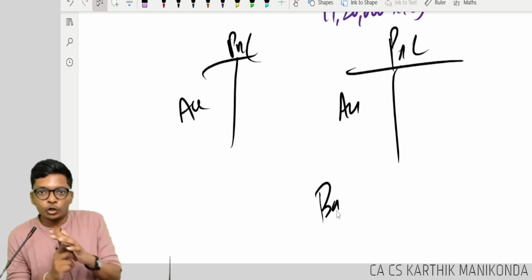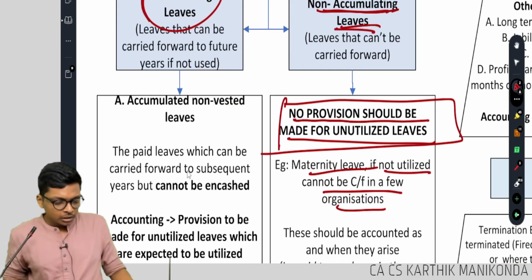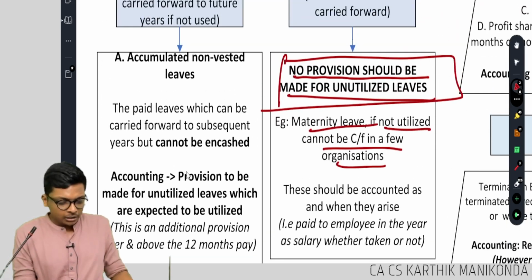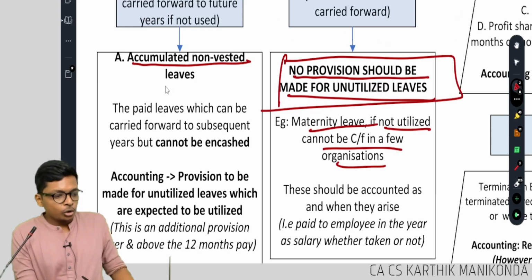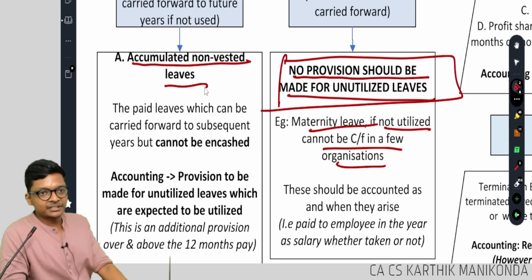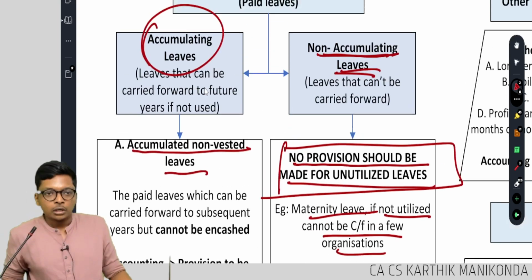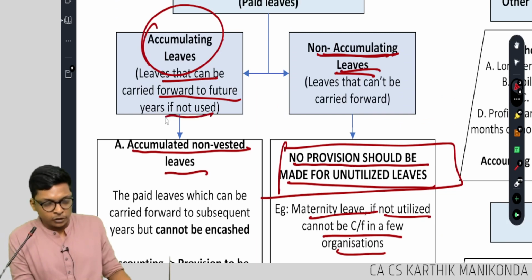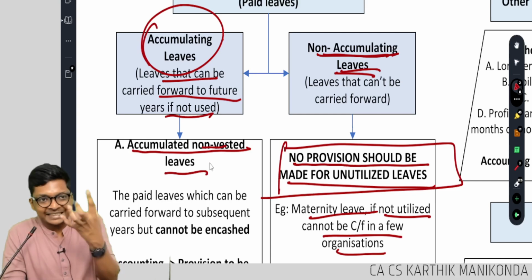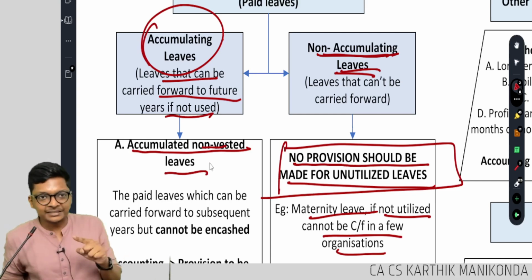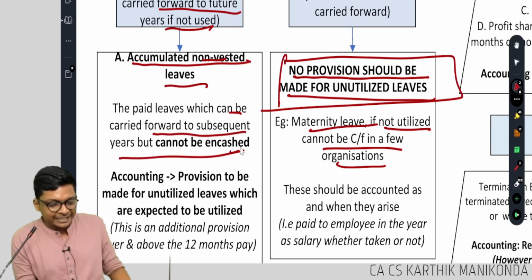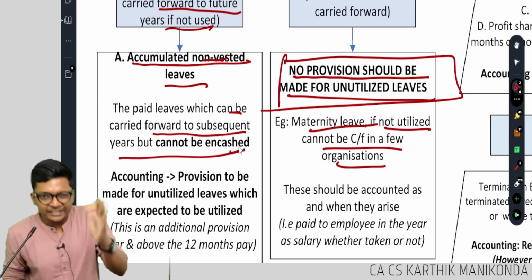This is the case where the leave cannot be claimed as cash. Either you can take leave or you won't get it. This is called accumulated non-vested leaves. Accumulated means leaves that can be carried forward to future years if not used. Non-vested means you can't get cash. Vested means you can get cash. So non-vested are the paid leaves which can be carried forward to subsequent years but cannot be encashed. Just what we saw now.